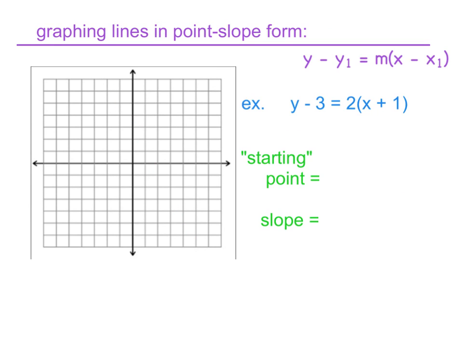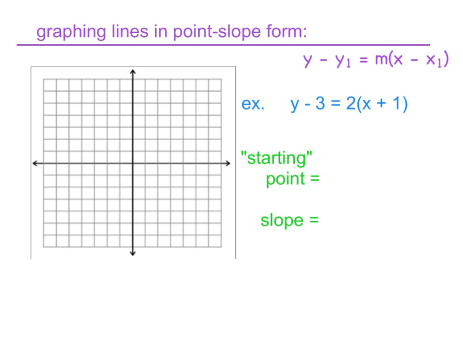Okay, so this time, let's take a look at an equation in point-slope form. What is point-slope form? Well, it still has the slope. There's the slope. But the point is not necessarily the y-intercept. The point now is x1, y1. So I have to look at this one with numbers, okay?